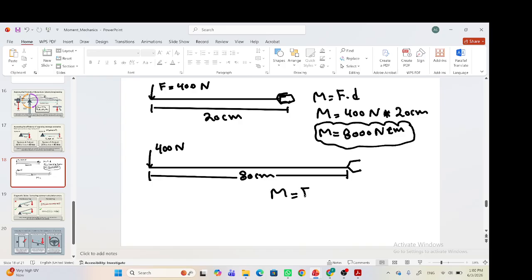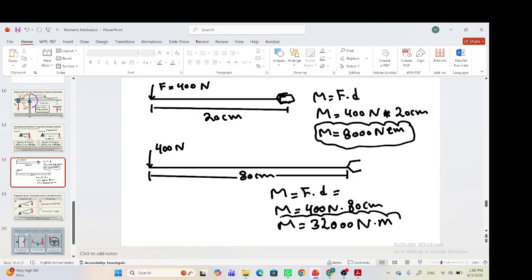So let's find the moment here again. Moment is equal to F multiplied by D. The force is equal to 400 newtons multiplied by D, and D is equal to 80 centimeters. Okay, now you may count. Here you had 8,000, right now you will have 32,000 newton centimeters. So in which part is the moment more? Of course, in the second option we have more moment. In the first option we have less moment.